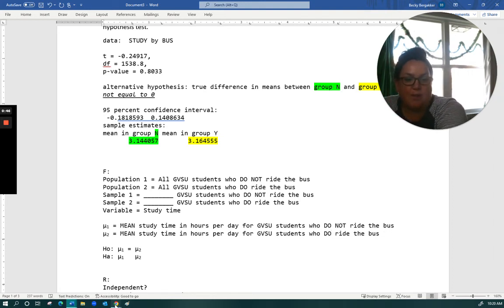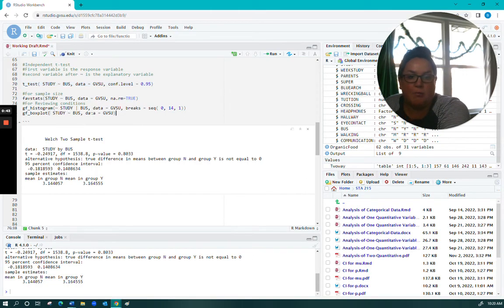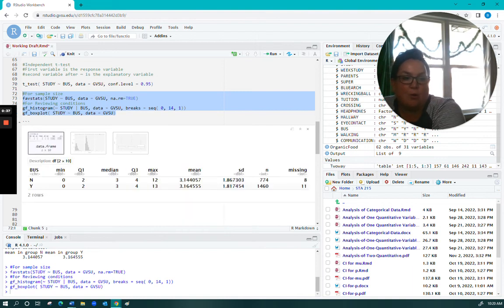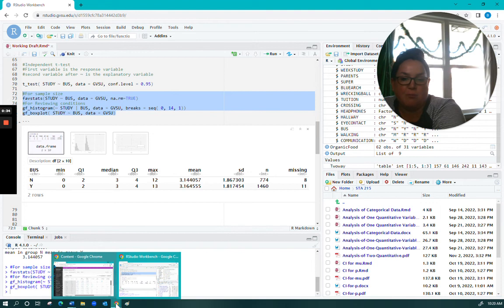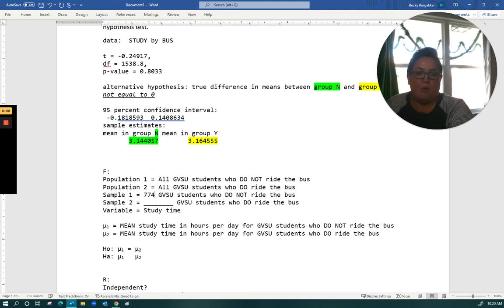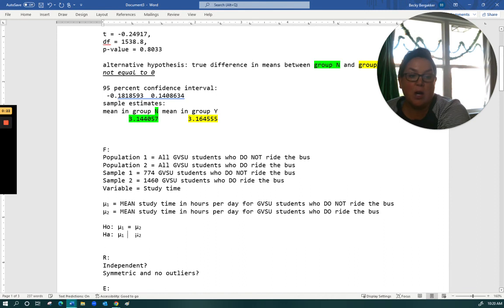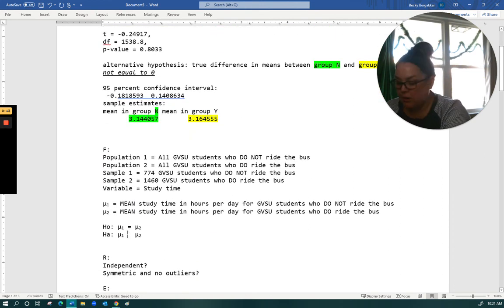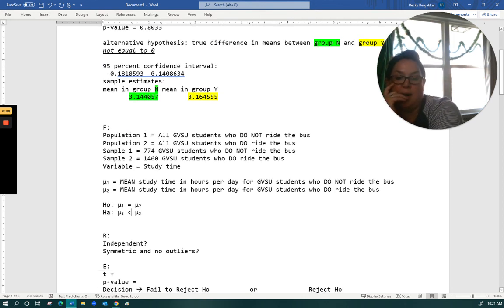So with this then, if I go back to my R, I can run my sample size, and for the no group I have 774, and for the yes group I have 1460. Now here I want to show that the do's are more than the do nots, but my yes group is the second group, and so this would be a greater than on that side, because my first group is the do not, and I think they study less than the do.